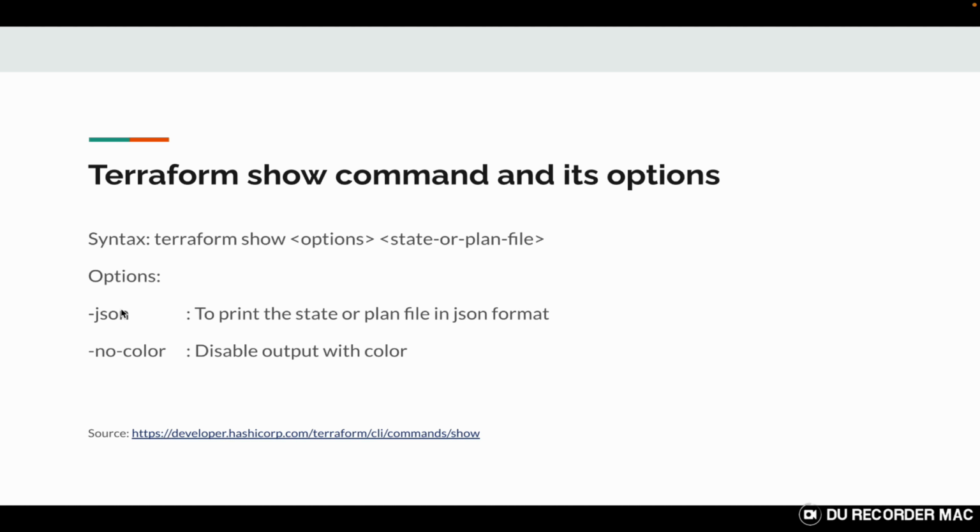So these are the options which are available. First is -json, which prints the state or the plan file in the JSON format, and then we have -no-color, which disables the output with color, so there will be no coloring involved when it displays the output on the terminal.